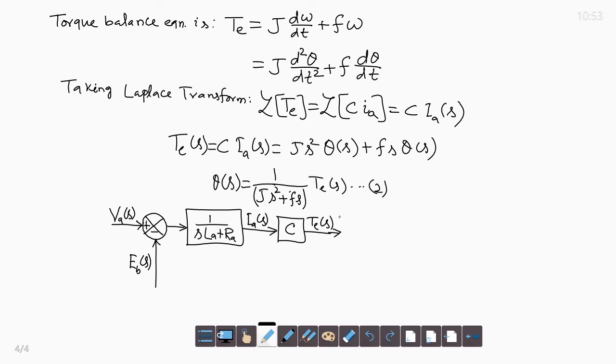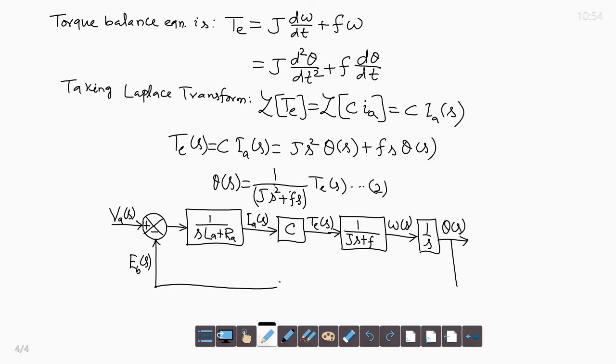Then we multiply 1 upon JS plus F. So, we get the omega speed transform, and multiply once again by 1 by S, we get theta S. If we have to get back EMF from theta S, we will multiply C into S. So, this is the block diagram of the separately excited DC motor in the armature control mode.